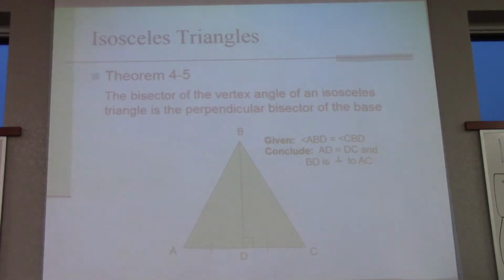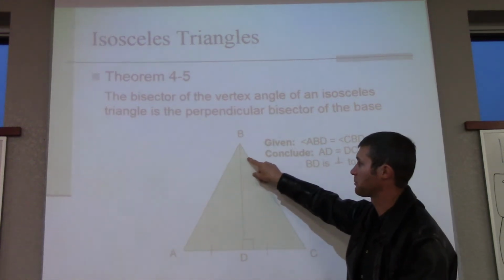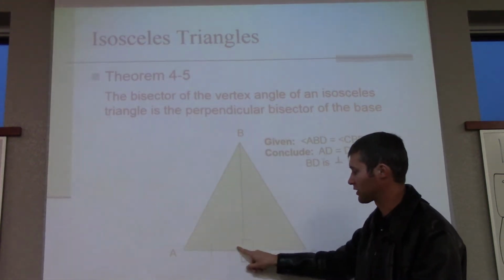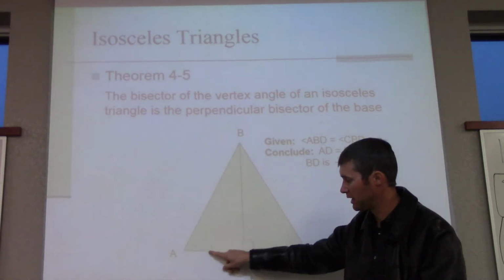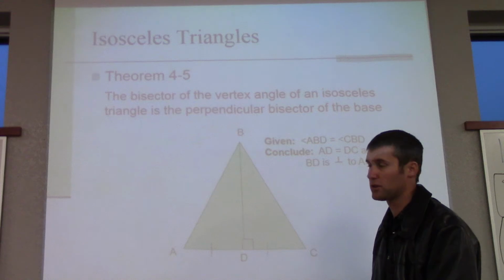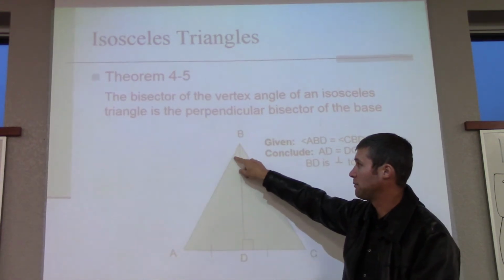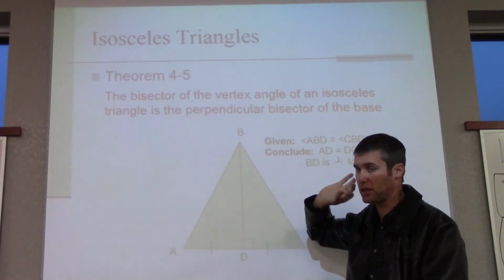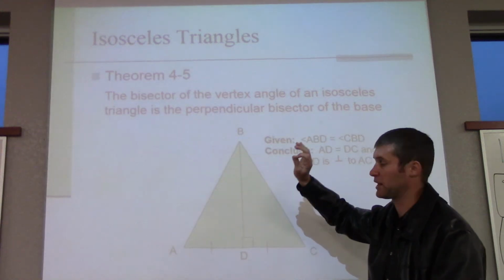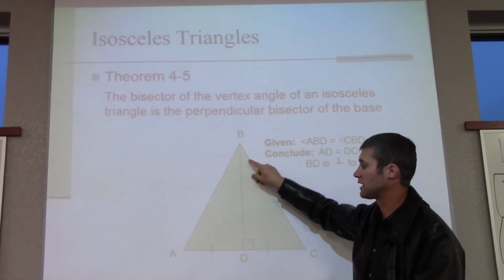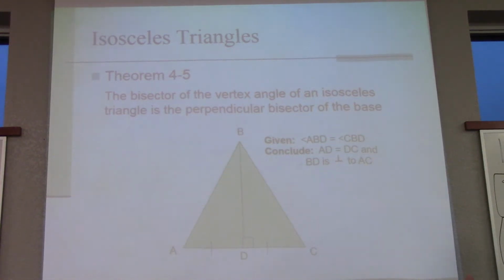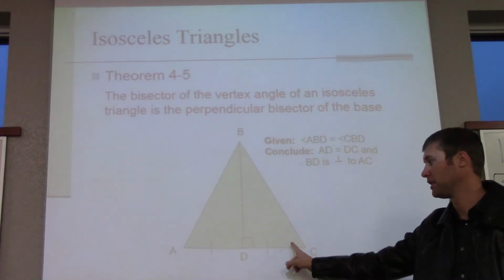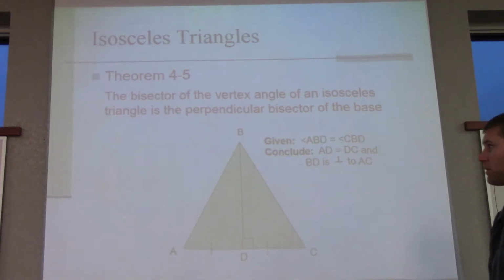The next theorem is about the bisector of the vertex angle. If we split it into two equal parts, then it's the perpendicular bisector, meaning it forms a right angle and splits the base into two equal parts. So in an isosceles triangle, not in any triangle, if we bisect the vertex angle, then it's the perpendicular bisector. Perpendicular is a right angle. Bisect means we cut it into two equal parts.